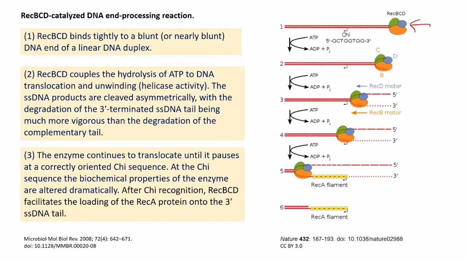In the next stage, the enzyme continues to translocate until it pauses at a correctly oriented chi sequence. At the chi sequence, the biochemical properties of the enzyme are altered dramatically. After chi recognition, RecBCD facilitates the loading of the RecA protein onto the 3' ssDNA. So, you can see the chi site here. Once it arrives at the chi site, after that it will facilitate the loading of the RecA protein.